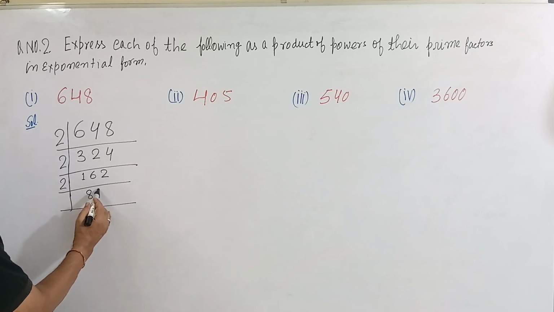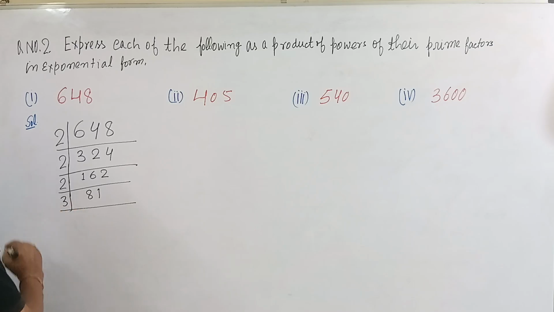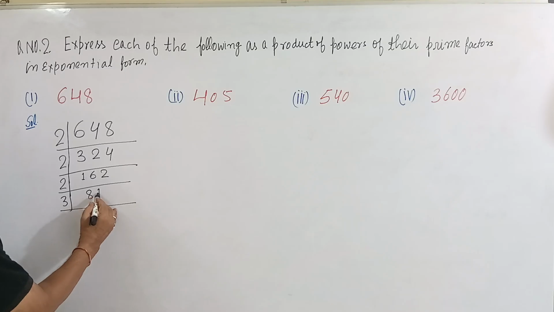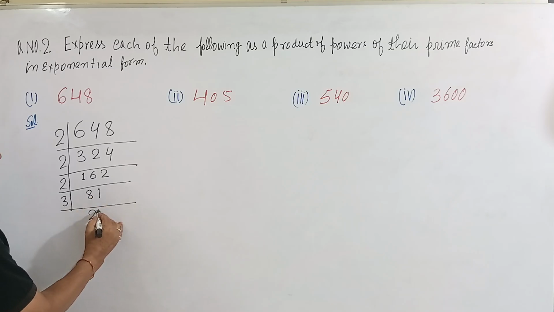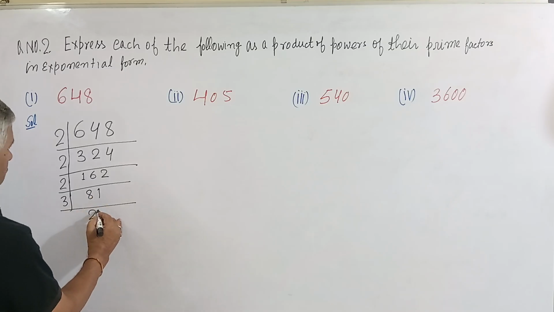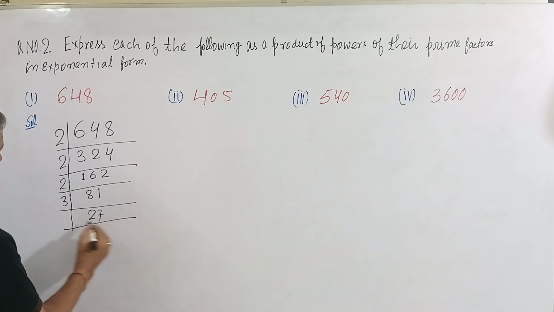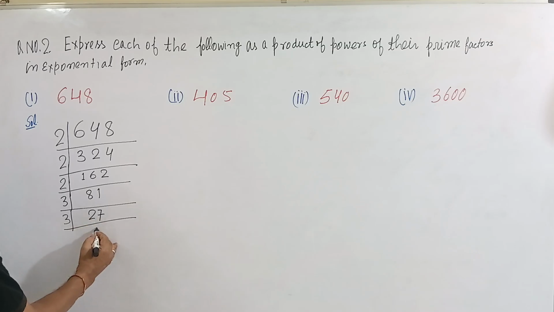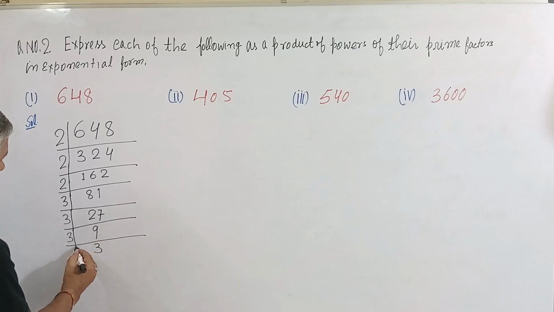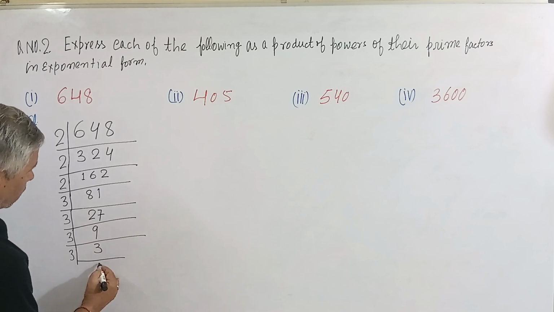So now it will be divided by 3. 3 2 ja 6, 2 21, 3 7 ja 21. 3 3 9 ja 27. Again by 3, 3 3 ja 9. This will be divided with 3. Here it is 1.